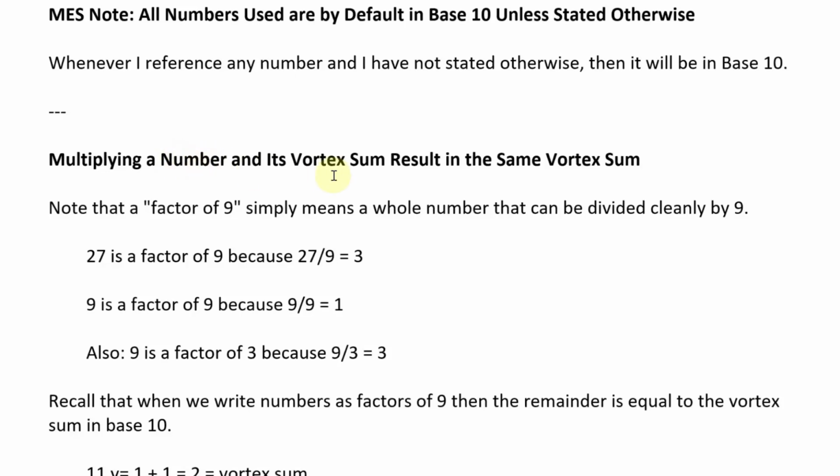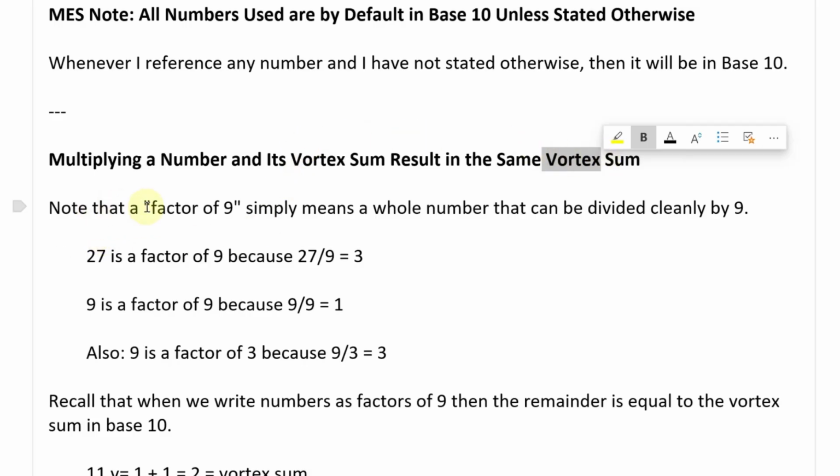So multiplying a number and its vortex sum result in the same vortex sum. It's a mouthful, but this is pretty much the crux, the main reason or main causation of most vortex math patterns.